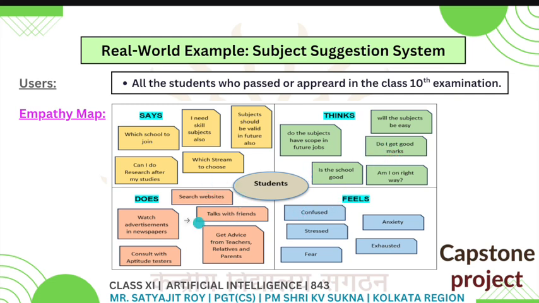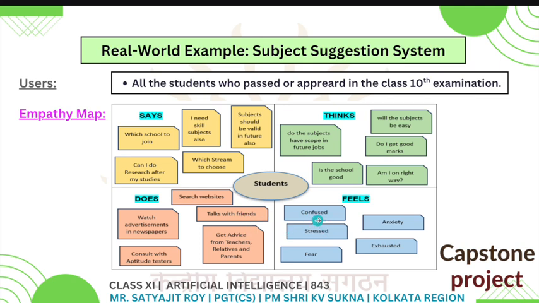Then what they are doing to solve this problem. They are going to websites, searching different things, right? They are watching advertisements. They are consulting with aptitude testers. They're taking the aptitude test to see whether they are able to cope with this subject in future or not. And they are talking with friends. Most of them do that only. They talk with friends, and second, they go for advice to the teacher, relatives, and parents, right? So these are, I think, the two things that most of the students do.